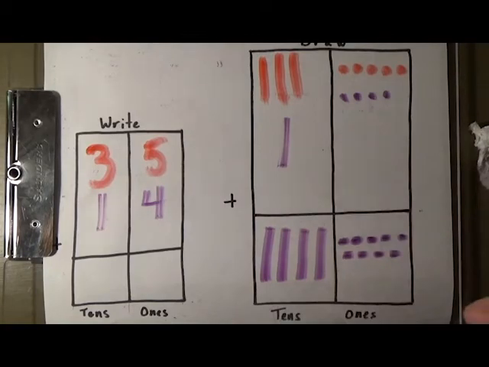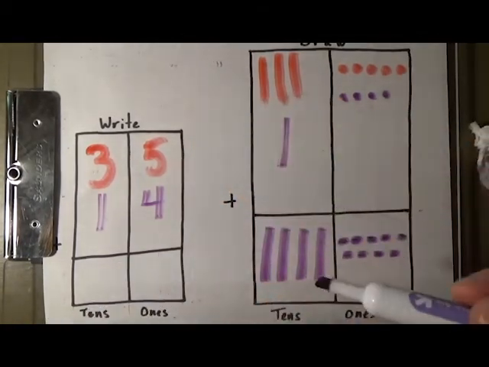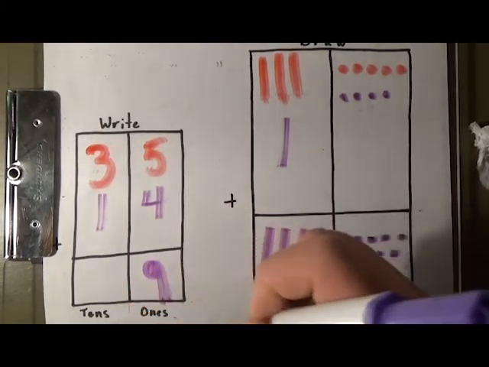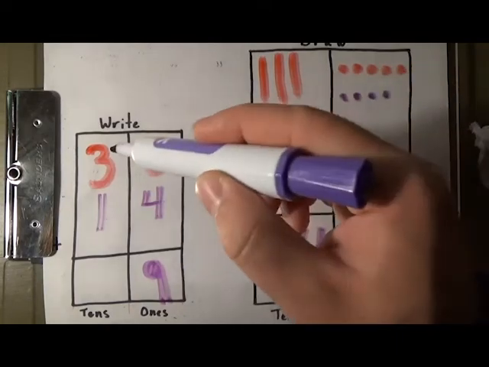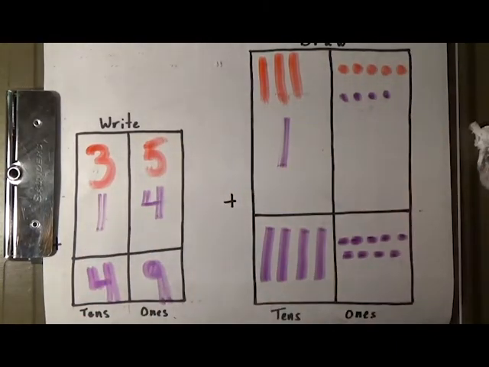5 plus 4, 5, 6, 7, 8, 9, if you want to do it that way, or if you just know that fact, 5 plus 4 leaves 9 ones. And then 3 plus 1 makes 4. So we have 4 tens, 9 ones, gives us 49. Awesome.